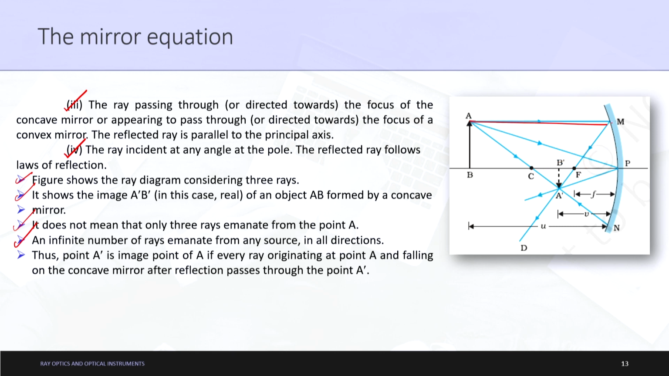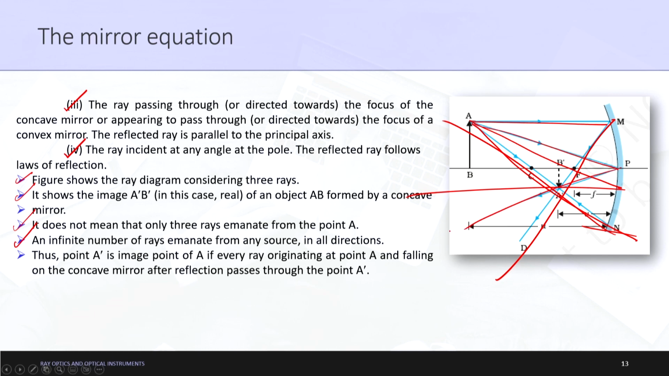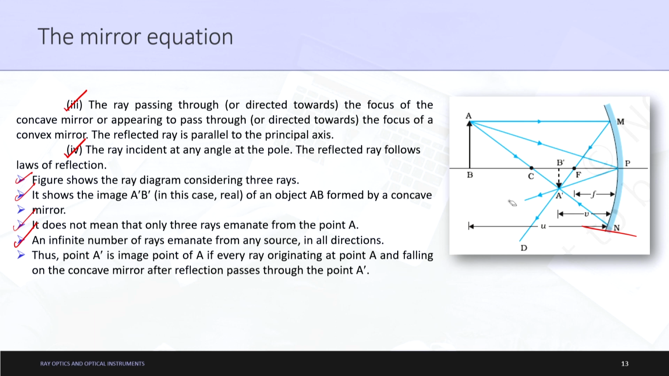So, basically we do like this: a ray passing through the focus, a ray through the center of curvature which retraces its path back, a ray going to the focus, one parallel, and one going to the pole where we make the angle of incidence. These 4 rays are easy to draw and take less time, which is why we use these 4 rays.